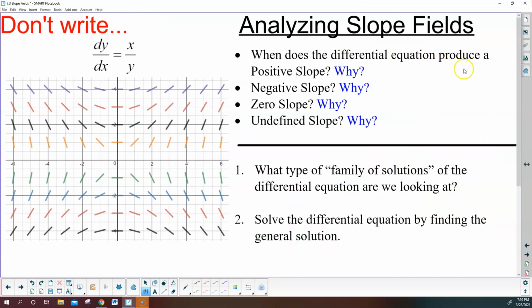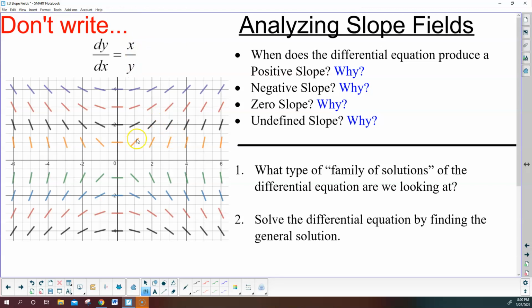Okay, a couple of things here. This is just getting at, you don't really need a slope field. This is the slope field for the differential equation x over y to determine when the differential equation produces a positive slope. Well, let's think about the ordered pairs, right? Well, what do you know? If my answer is going to be positive, what has to be true about both x and y? So when does the differential equation produce a positive slope?